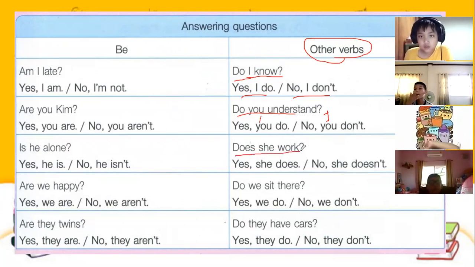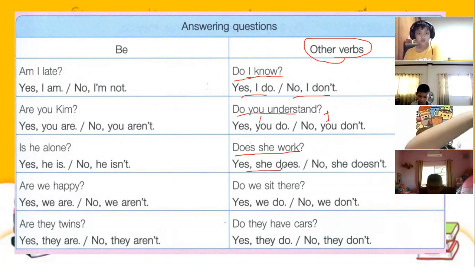Then another sentence. Does she work? If you are asking somebody about a third person, does she work? If you would like to say it in the affirmative, positive sense, that means yes, she does. Okay. Positive is always yes. Okay. Negative is always no or not. Okay. So yes, she does. Negative would be no, she doesn't.